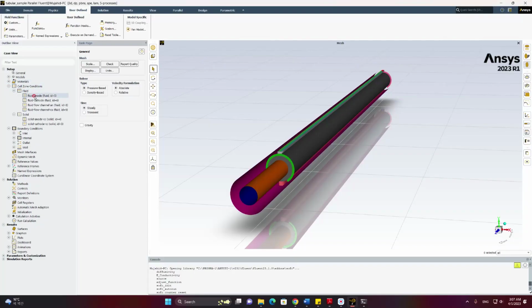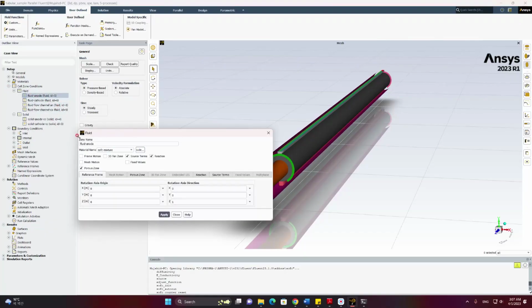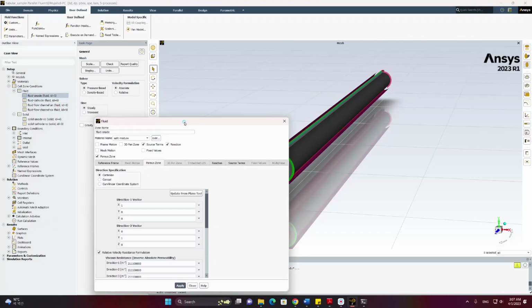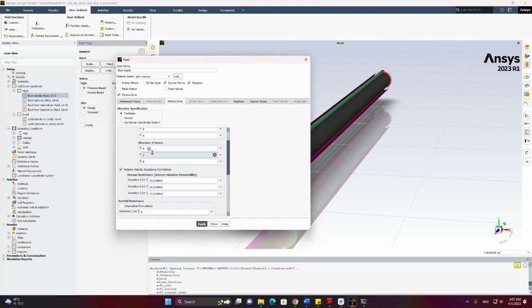So first we go to the fluid zone, anode zone. Go to fluid anode. First thing is the porous zone. Viscous resistance is the inverse of absolute permeability. Either we define the permeability or the resistance. So we give the resistance a value of 10 exponent 13.